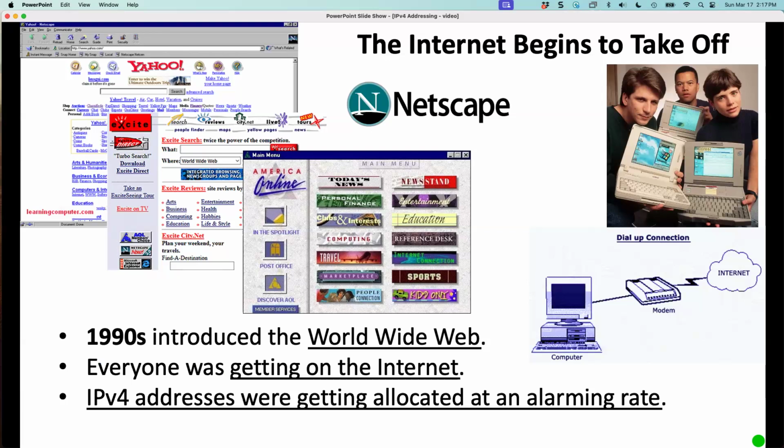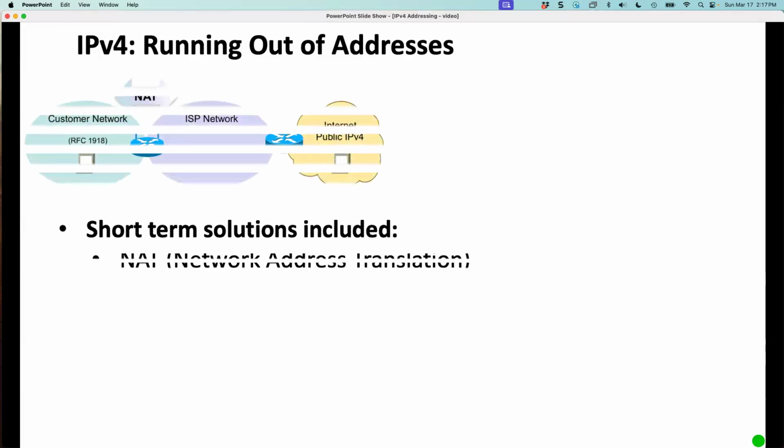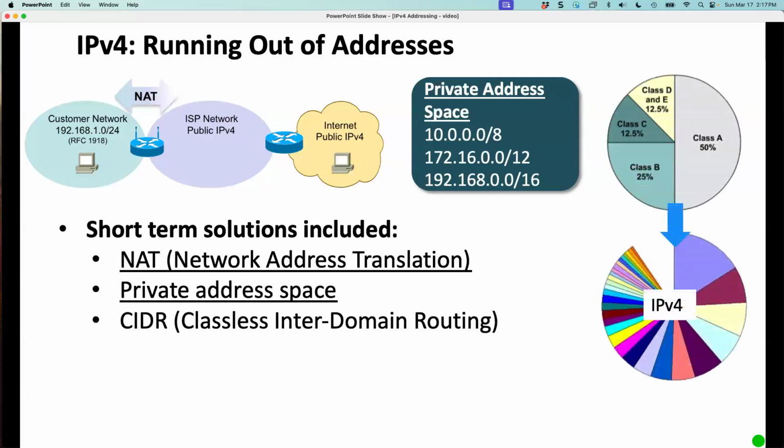And the IETF, Internet Engineering Task Force, realized, hey, we're about ready to run out of IPv4 addresses. So we've got to do something about this. What it did is come up with some short-term solutions: network address translation, private IPv4 address space. I'll talk about both of those. Classless interdomain routing. All that means is, hey, we don't have to give a subnet mask that ends on a natural octet boundary. We can be more granular about the range of host addresses that we give out.